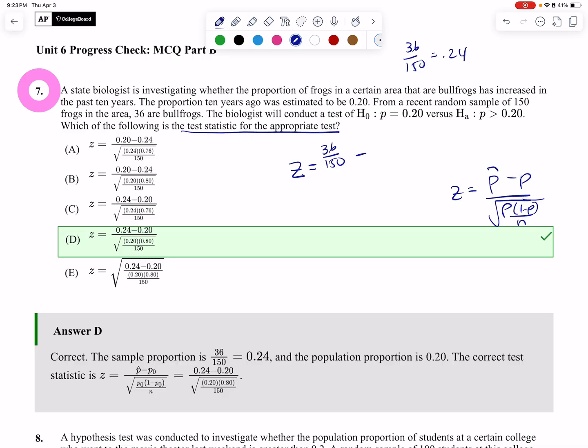But this is what it's wanting, just the formula. So p hat is 36 over 150 minus here, which is my p, 0.2, over the square root of, and this one is always going to be here, 0.2, 0.8, and then it gives me my n at 150, right? So that's where that is, and you can see that this one matches up.